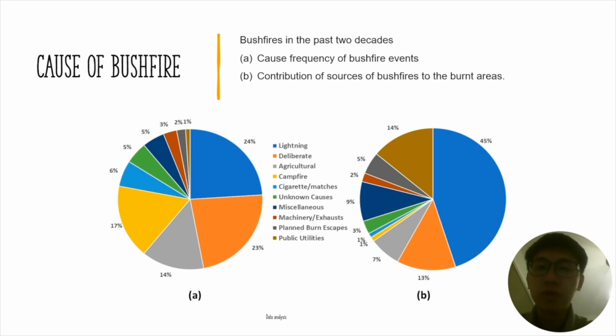According to graph A, lightning is responsible for around 24% of the fires, followed by human causes such as intentional arson, which is 23%, and bonfires 17%. Related to graph B, lightning was the primary source of fires, accounting for 45% of total burn area, followed by careless usage of public property, which is 14%, intentional arson 13%, and agricultural reasons.